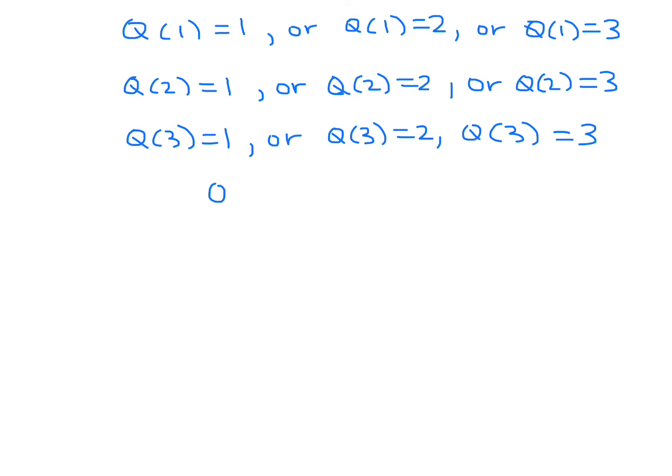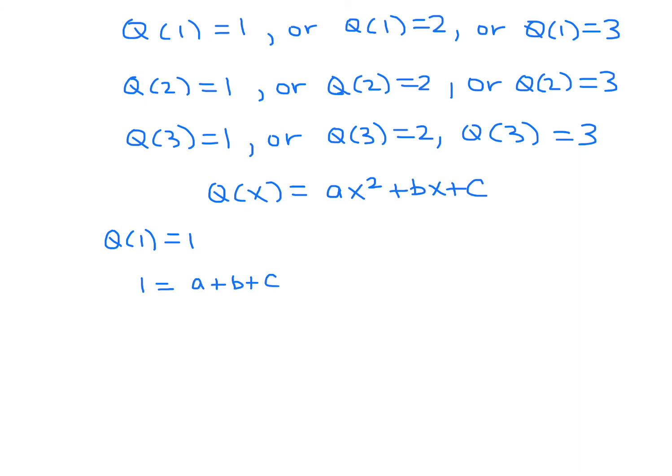Now, recall we had set q of x equal to a second degree polynomial, ax squared plus bx plus c, which is exactly what it will be. And we have all these possibilities. For example, if q of 1 is equal to 1, this first guy right here, that would basically mean, if you use this, that 1 is equal to a plus b plus c, right? If you put 1 as x, that is what this becomes.